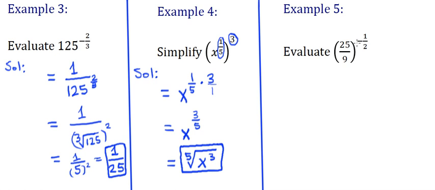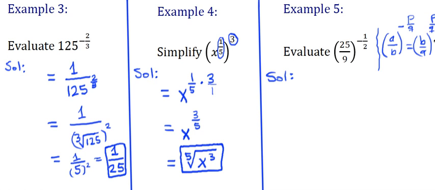Let's take a look at another example here. Evaluate 25 over 9, all that raised to negative 1 over 2. Solution here. Remember, when you deal with a base that is a fraction, raised to a negative exponent, we have this nice rule. (a/b) raised to negative p over q is equal to b over a. We flip the fraction, right? And then this becomes now positive, p over q.